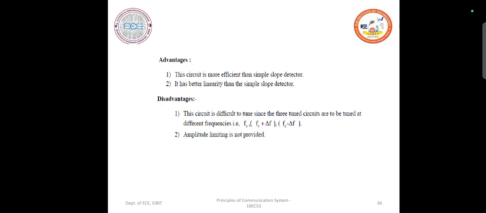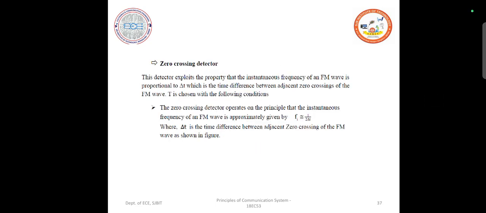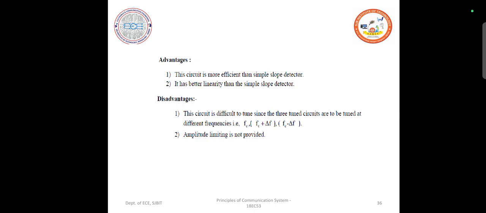Okay. What are the advantages of the circuit? The circuit is simpler. The circuit is more efficient than the simple slope detector. It has better linearity than the simple slope detector. The major disadvantage is that it is difficult to tune, since the three tuned circuits are to be tuned at different frequencies. Input is tuned at Fc, and then you have Fc plus delta for the above one, Fc minus delta for the below one. Amplitude limiting is not provided in this case. So this is also one more important disadvantage.